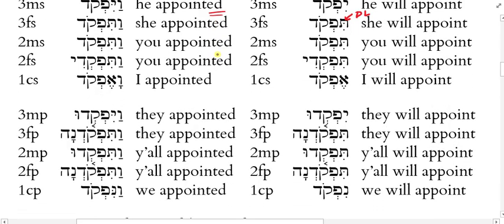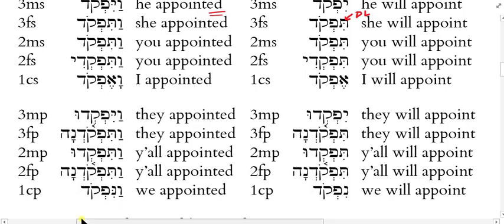Now on the plurals down below, I have va-yif kadu, they appointed, male or mixed. Va-tif kodna, they appointed, the they is female. Va-tif kadu, y'all appointed, male or mixed group. And va-tif kodna, y'all appointed, female. And then va-nif kod, we appointed.